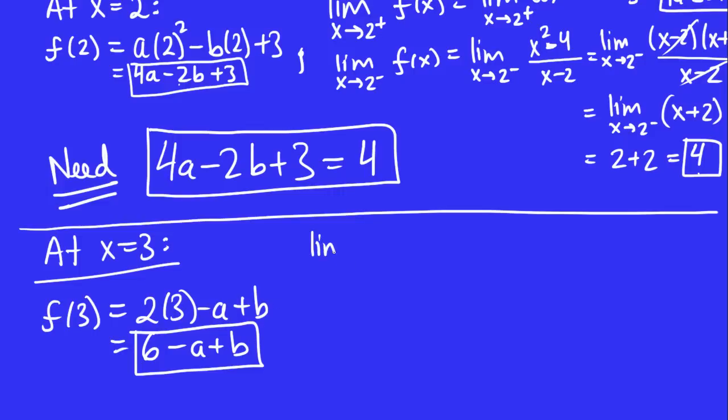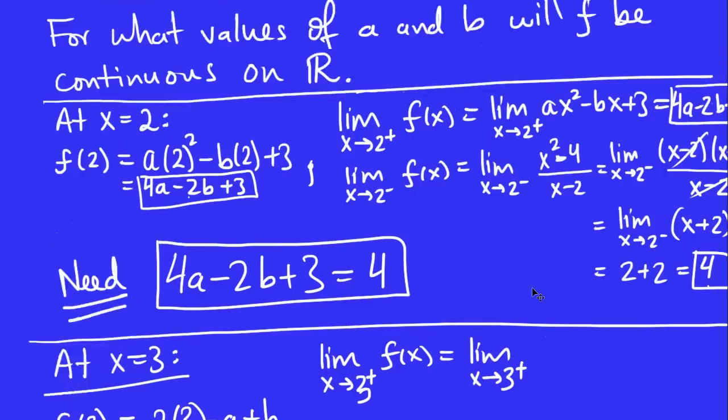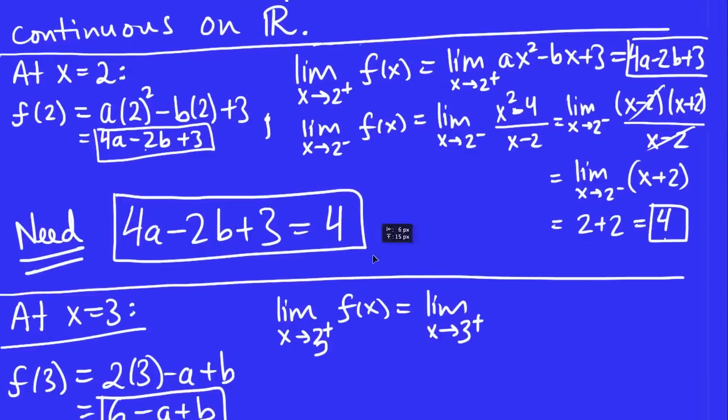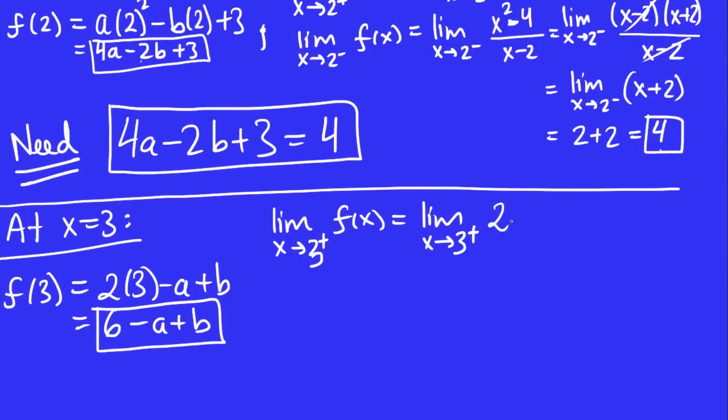Now let's calculate those limits. We need to calculate the right and left limits and see what they are. When I do the right limit at 2, we're not working at 2 anymore, are we? We're working at 3. So when I do the right limit at 3, x is bigger than 3, so I'm going to be using this option again, 2x minus a plus b. And again, that works out to be the same as this, right? When I plug 3 in this polynomial, I get 6 minus a plus b.